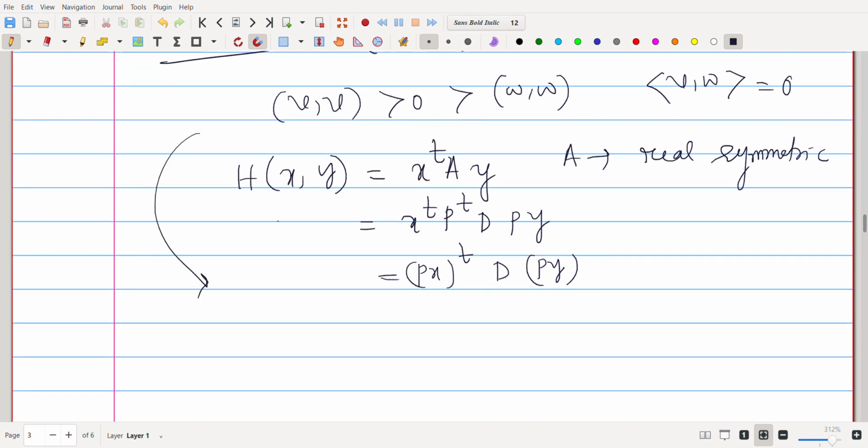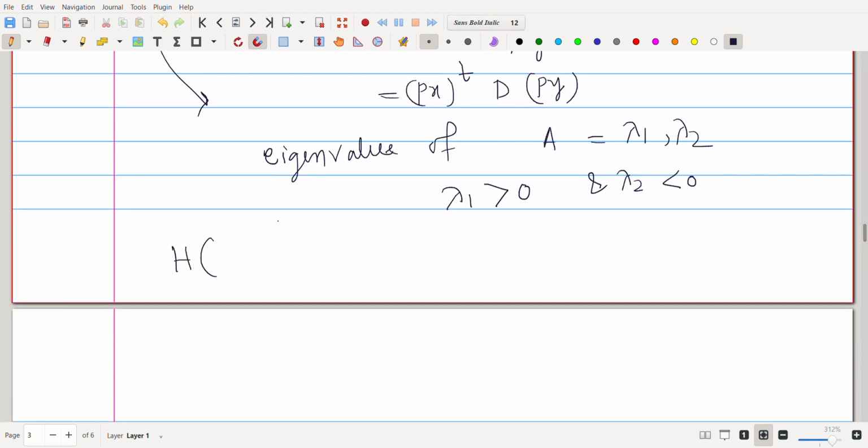Now A is a real symmetric matrix. So we have two non-zero vectors such that for one we get greater than 0 and for one we get less than 0. That means A is not positive definite as well as not negative definite. And A is a real symmetric matrix. That means one of its eigenvalues is positive and the other is negative. So eigenvalues of A are, say, lambda 1 and lambda 2, then lambda 1 is greater than 0 and lambda 2 is less than 0.